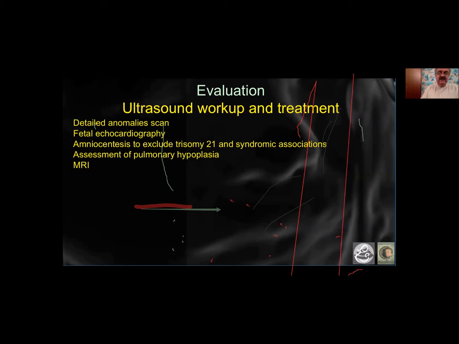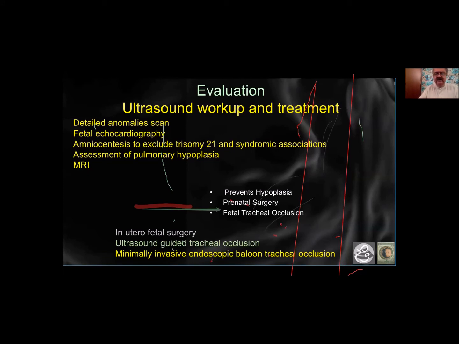You need a detailed anomaly scan, of course, and a fetal echo, which we now almost do for everybody. You need an amniocentesis to exclude trisomy 21 and syndromic association. Therefore, you do a microarray along with a QF-PCR. You need an assessment of pulmonary hypoplasia, and today this is done best by MRI. So the one indication from an MRI is that somewhere around 26 weeks, you start doing it, and then you repeat an MRI later to find out the extent of pulmonary hypoplasia. The LHR is used mainly for diagnosis and early prognosis. MRI is used for late prognosis.